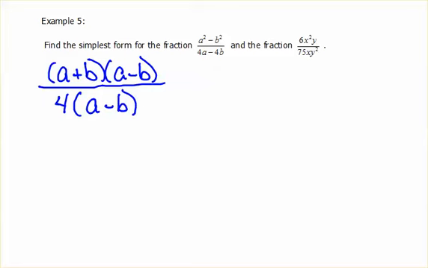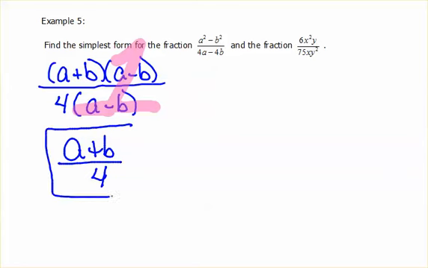Now, just like we did with example 4 in that prime factorization, anytime you have a factor over a factor that is the same, it's the same thing as saying 1. So this a minus b over a minus b, that's really just a big old 1. So all we're left with now here is a plus b over 4. So that would be our simplified version of that fraction.